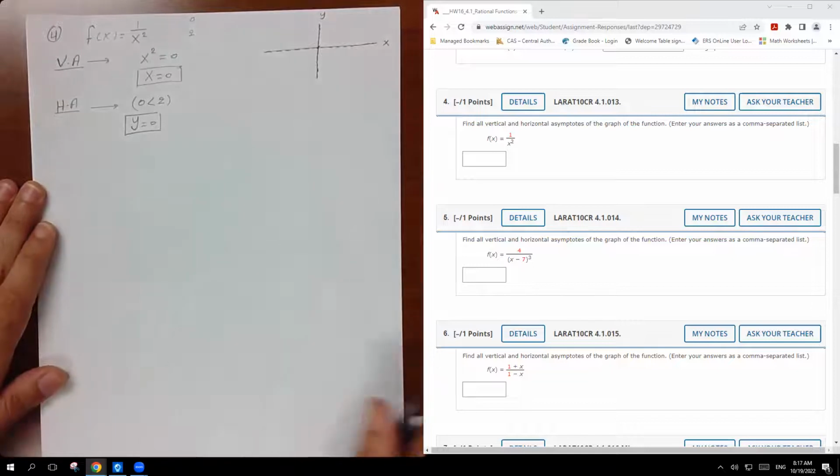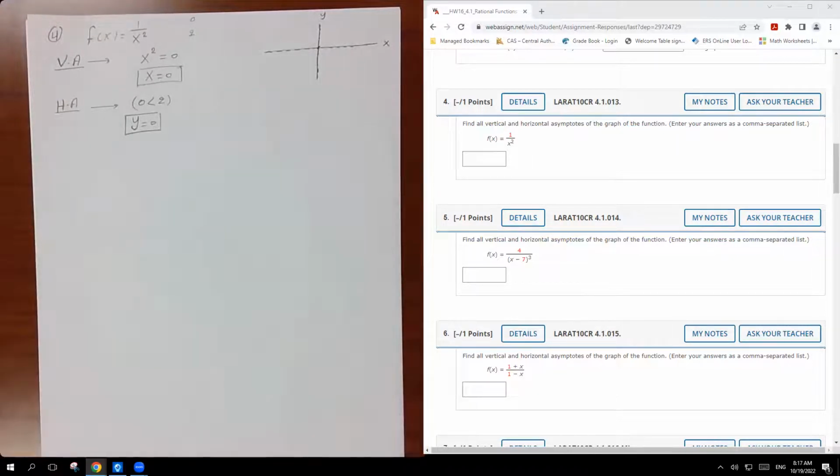So this is for the first example. We're just going to type x equals 0, comma, y equals 0. That's it for this example.